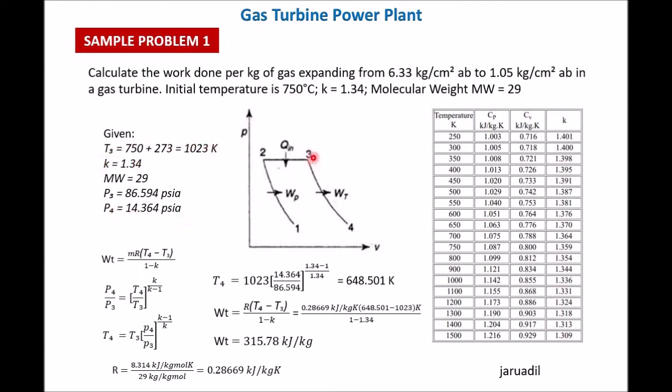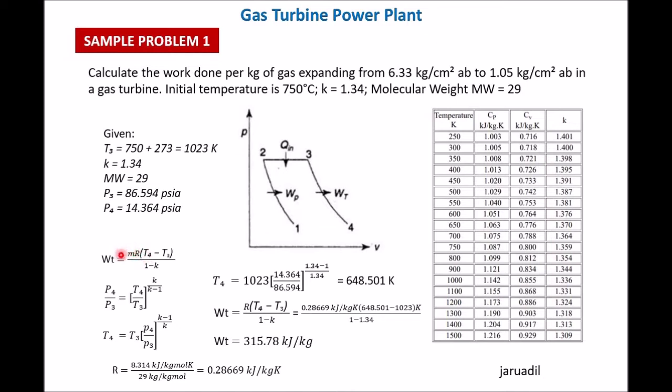Because this process 3 to 4, the expansion of gas on the turbine, is isentropic, the correct equation for turbine work is this one. WT is equal to MR times the change in temperature divided by 1 minus K. So M here is the mass, R is the gas constant. So ang problema lang natin dito is the value of T4, since we have T3 and we have already the value of K. So dalawa lang ang hahanapin natin, yung R and T4.